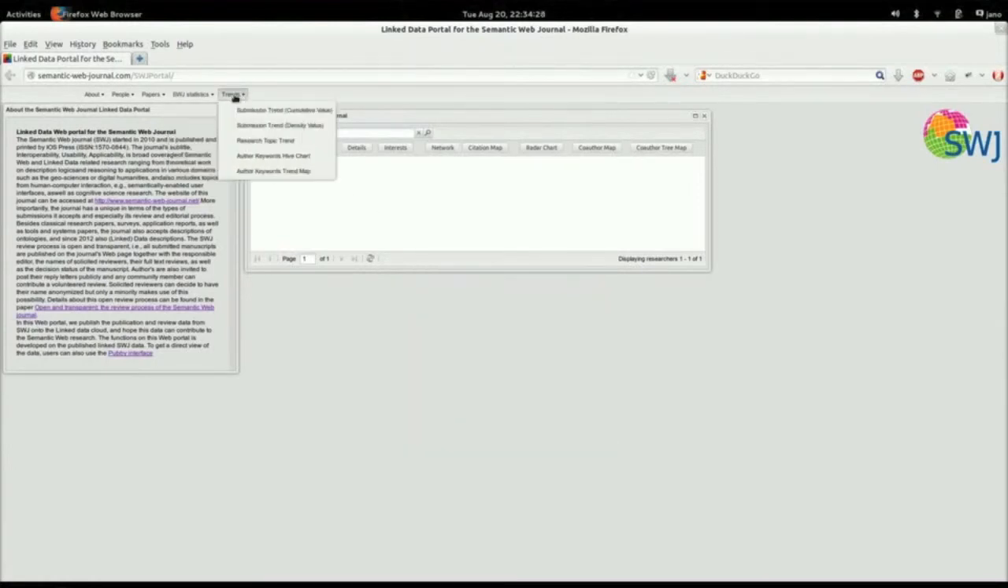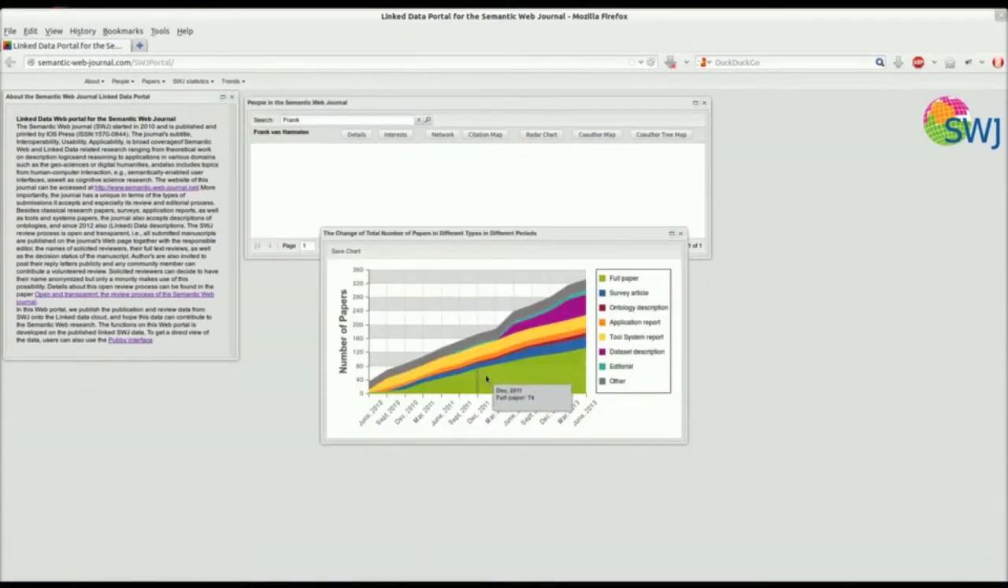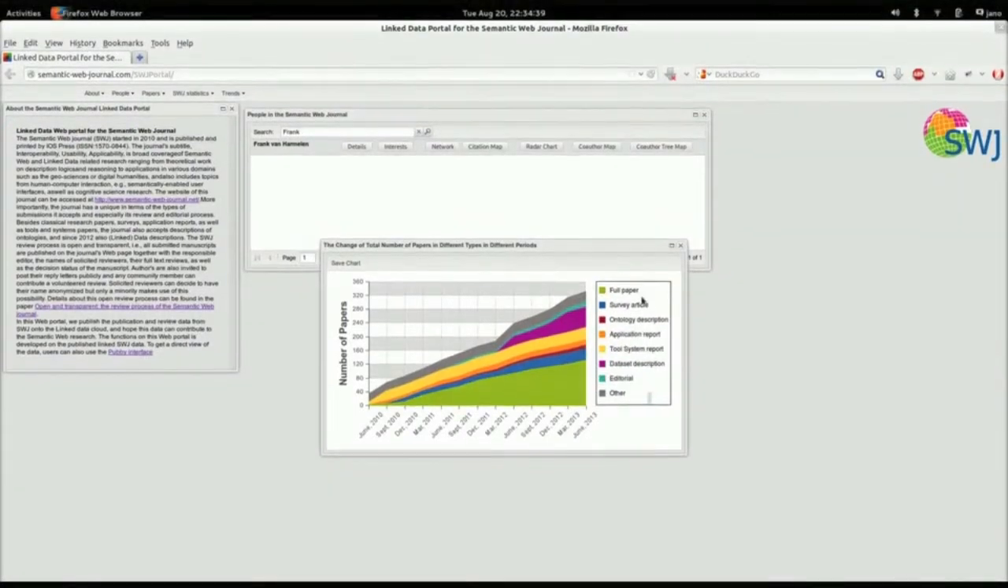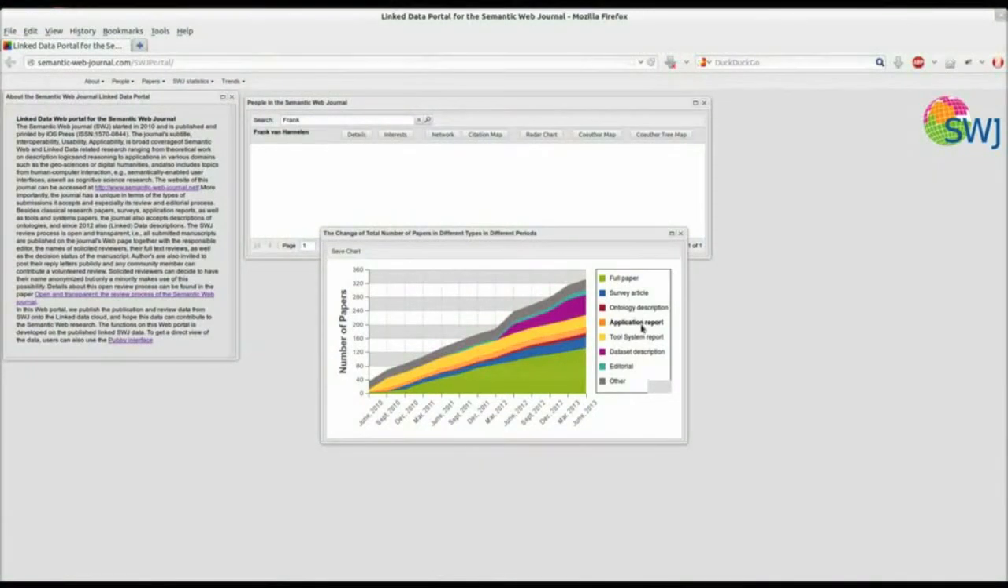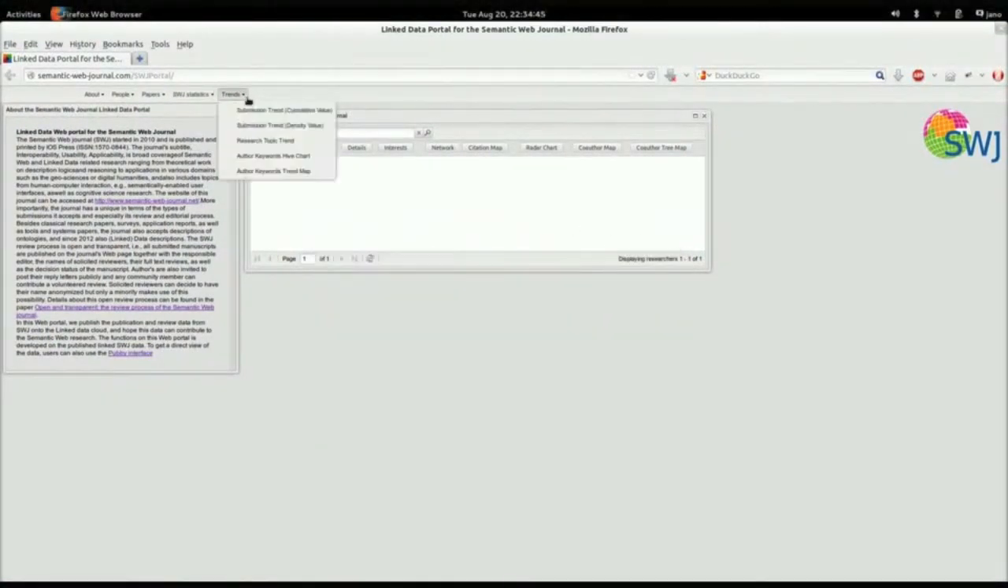Looking more at the trends, we can see submission type is a cumulative graph, and this is based on a specific time period. Additionally, we can view this information in other ways, such as a line graph based on time period or a line graph based on specific submission types.